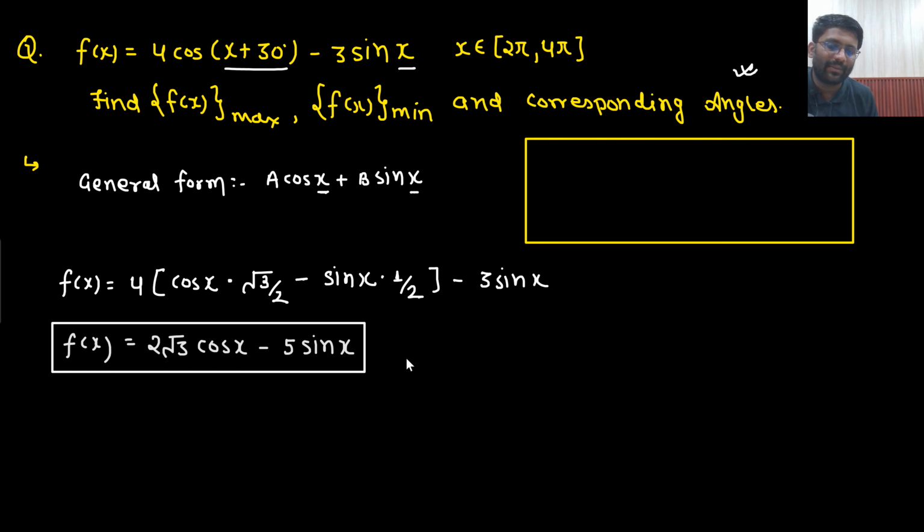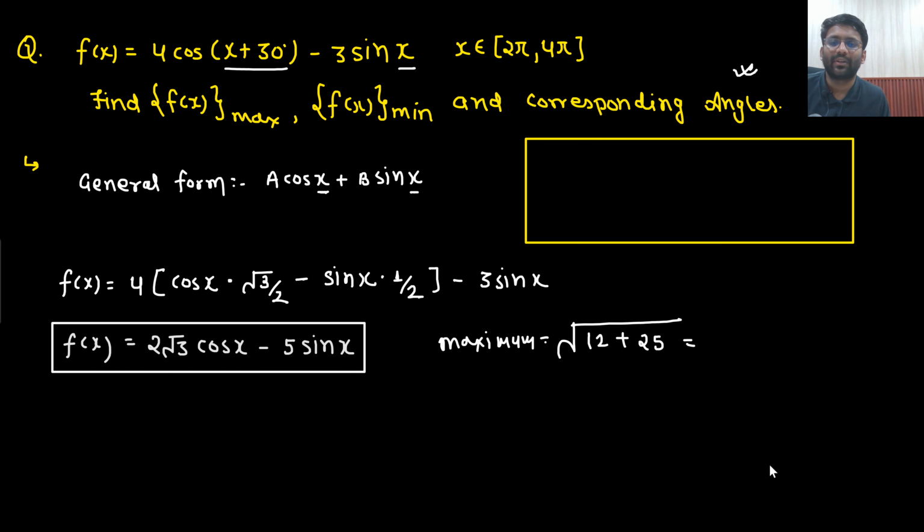Yes sir, what will be the maximum value? Maximum value will be, sir, nothing but under root of the sum of squares of these. What will be the square of this? 3 into 4, 12, plus under root square of this, that will be 25. What answer will I be getting?